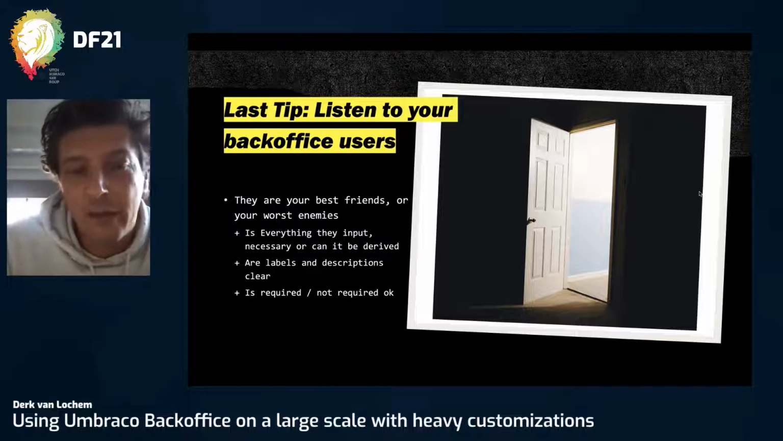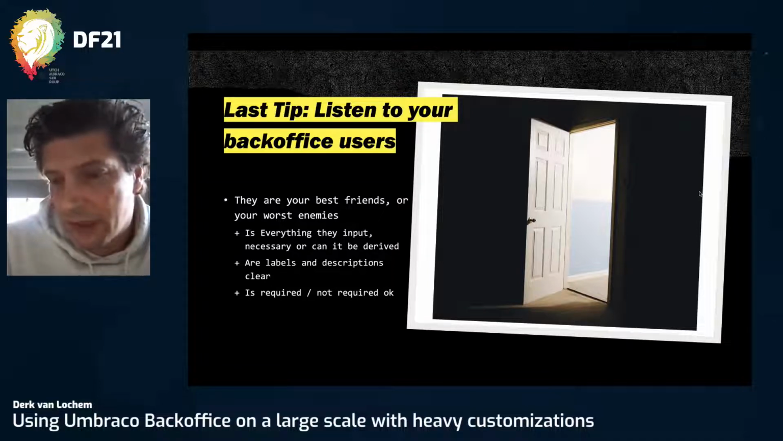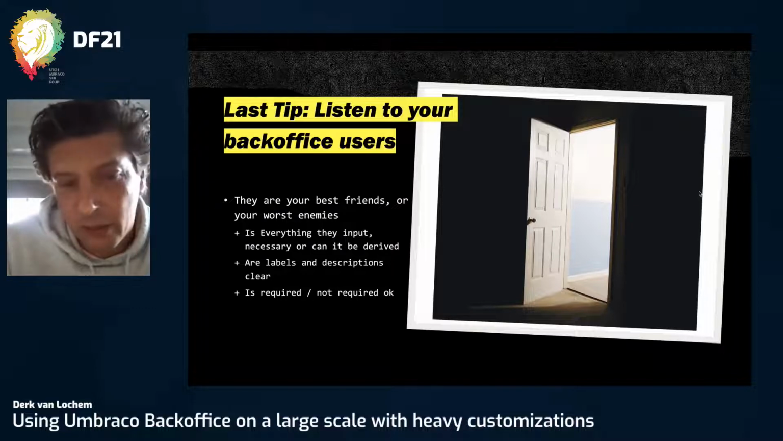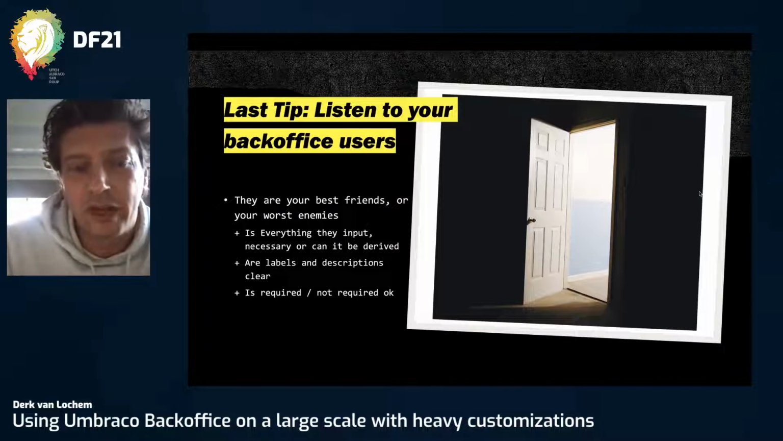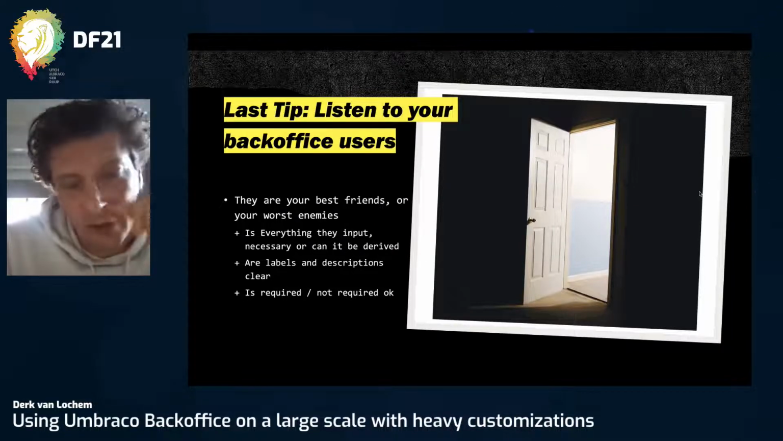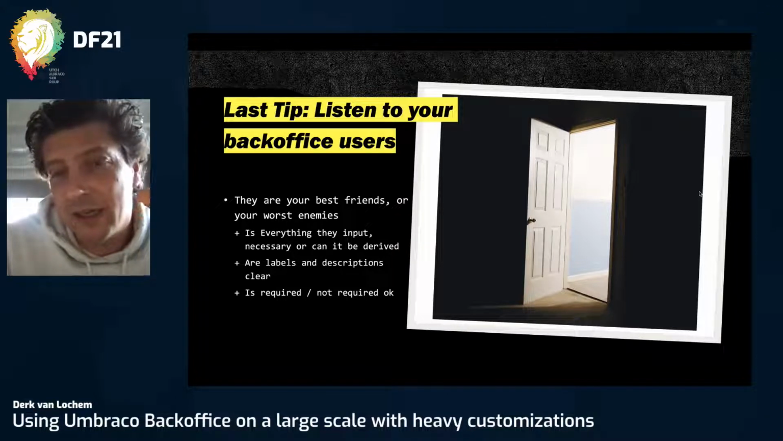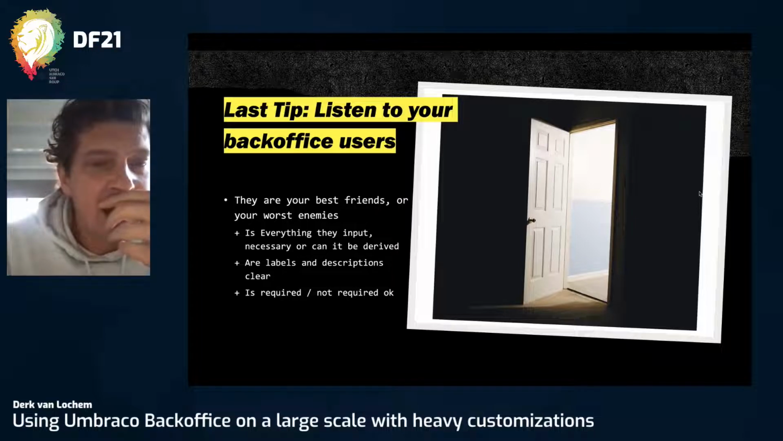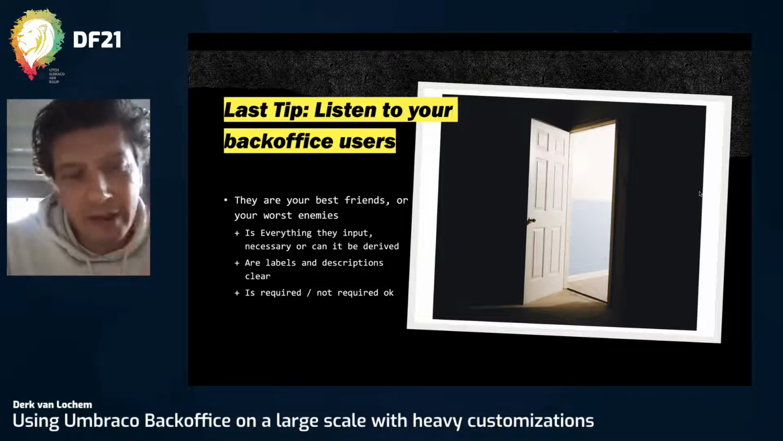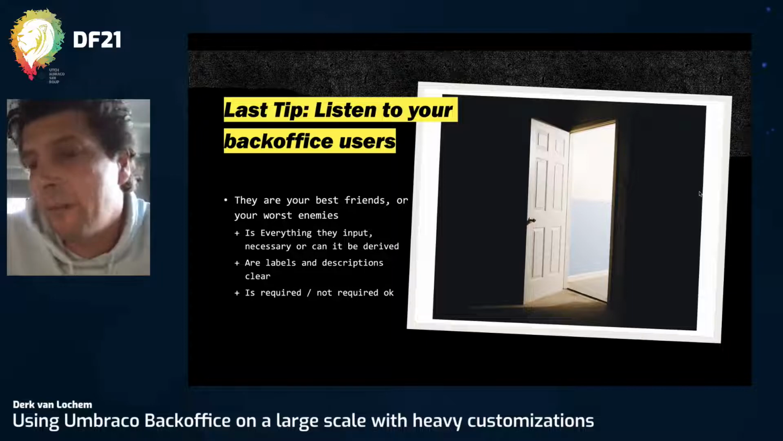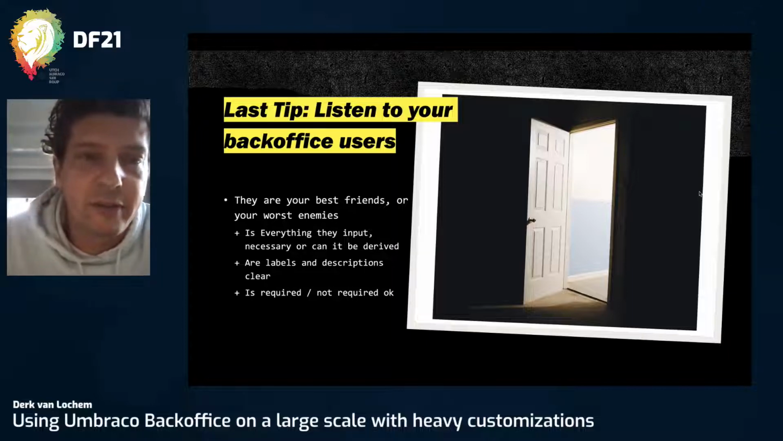And also we check labels and descriptions, but that's pretty clear. So they know, okay, if I change this, this will actually happen. And we'll also check, is required or not required, and cardinality and that stuff. Is that all okay to create a really cool back office? And in our opinion, when you do that and you focus on that, your back office users will become your best friends and your best ambassadors as well for your system.